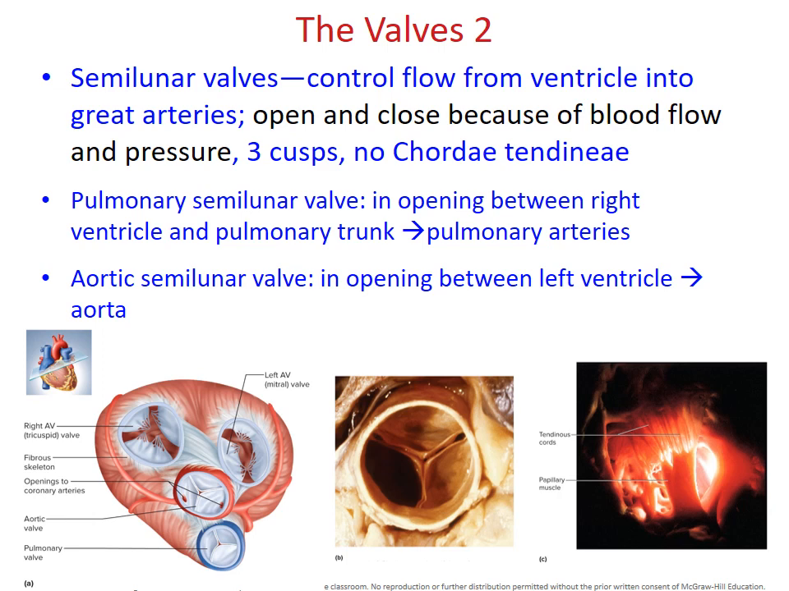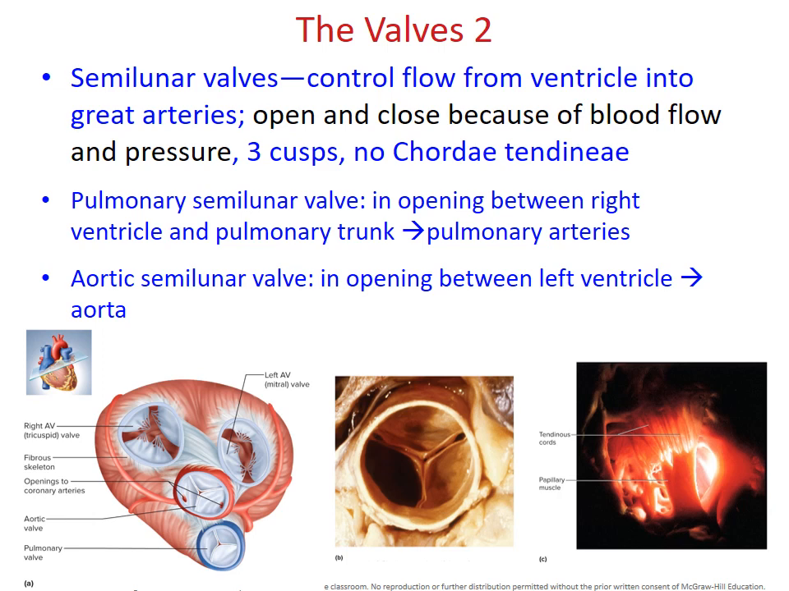The second set of valves that you're going to encounter are called your semilunar valves. Your semilunar valve, sometimes abbreviated SL, will regulate movement of blood out of the ventricle and into either the pulmonary arteries or the aorta, depending on if we're on the right side of the heart or the left side of the heart.